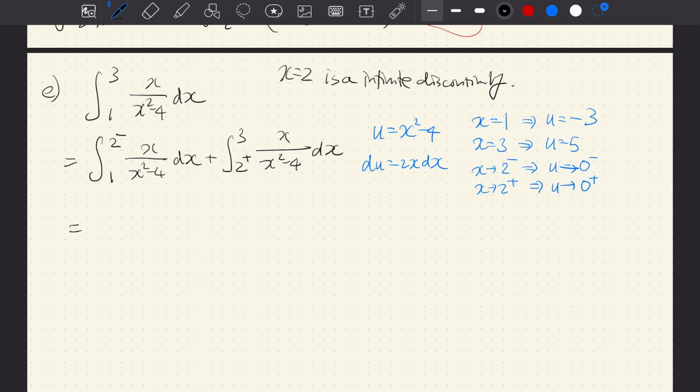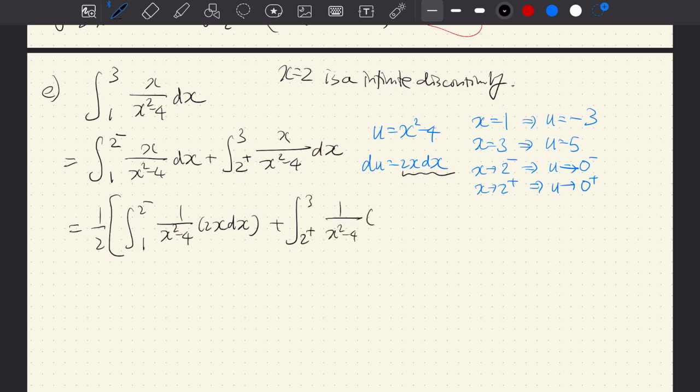So here we want 2x dx, right? So we have a 1/2 here, so that goes to negative 1 over x squared minus 4 times 2x dx. Plus, from 2 plus to 3, 1 over x squared minus 4 times 2x dx. Okay, now we can do u substitution. So we have 1/2. Here we have to substitute the limits of integration.